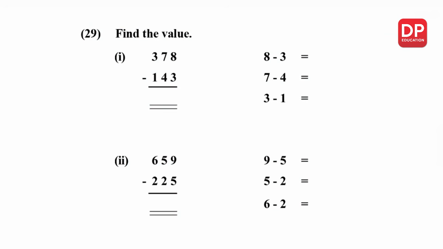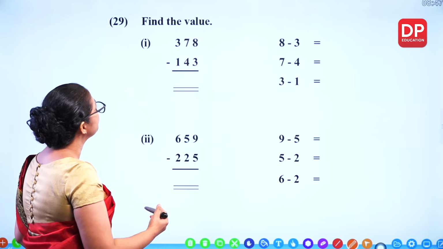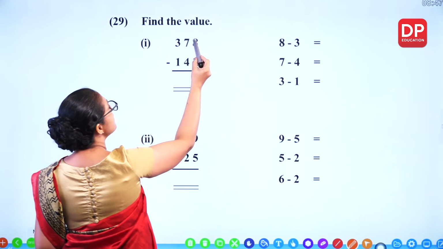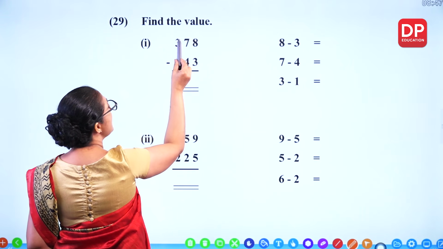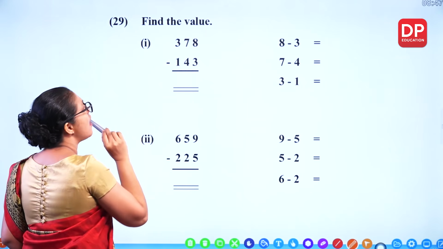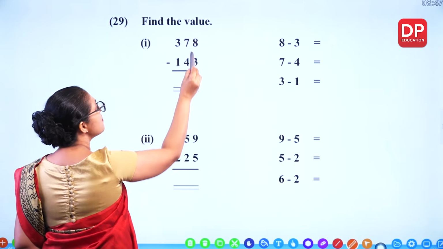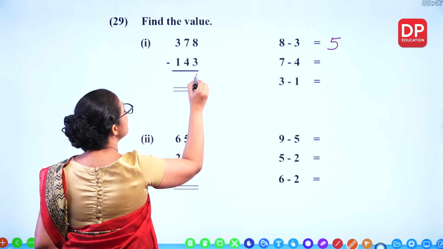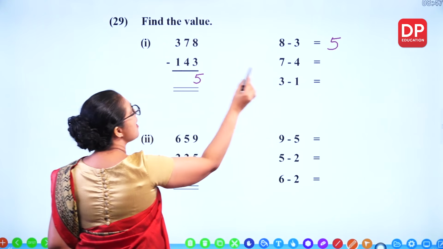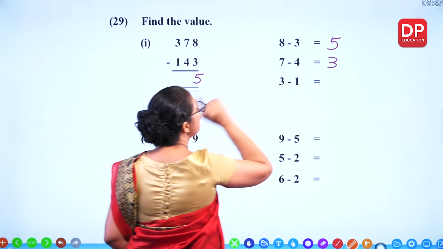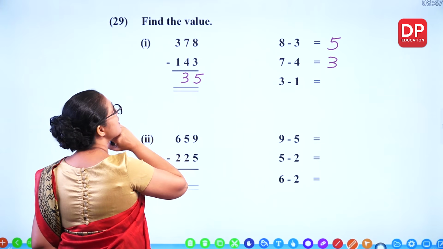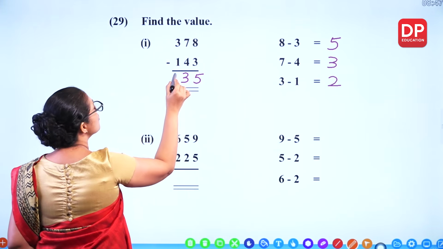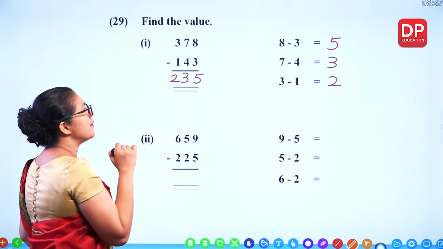Find the value. Now we'll try to subtract column wise. You write in a column and subtract separately: units place, tens place and hundreds place. 8 minus 3, you get 5. So we put 5 there. Then 7 minus 4, you get 3. So this is 3. Then 3 minus 1, you get 2. So you put 2 here.